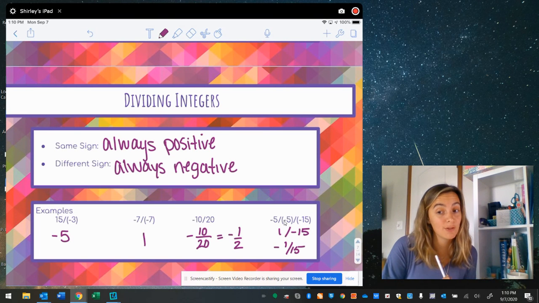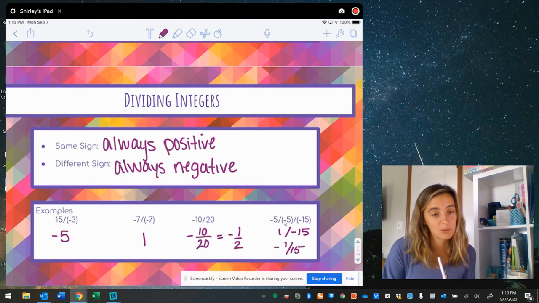Okay, so there you have it. Those are your rules for multiplying and dividing positive and negative numbers, much simpler than adding and subtracting. All you have to remember is that when your sign is the same, it's always positive. When your sign is different, it's always negative. So go ahead, start working on those homework problems.